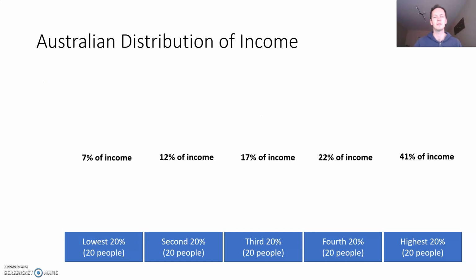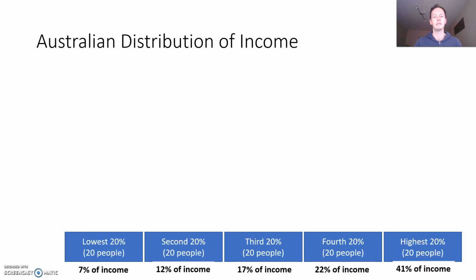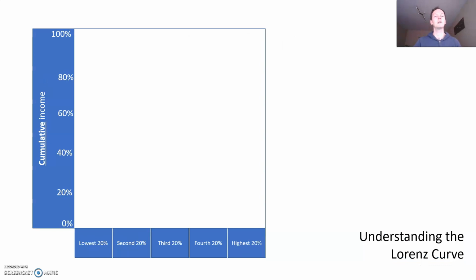So that information is going to be important when we move on to here. So let's try and remember that those numbers are the percentage of income for the total economy. So we're going to go to a blank chart to start with to understand the Lorenz curve. I'm going to use my cursor here to show you the important parts.